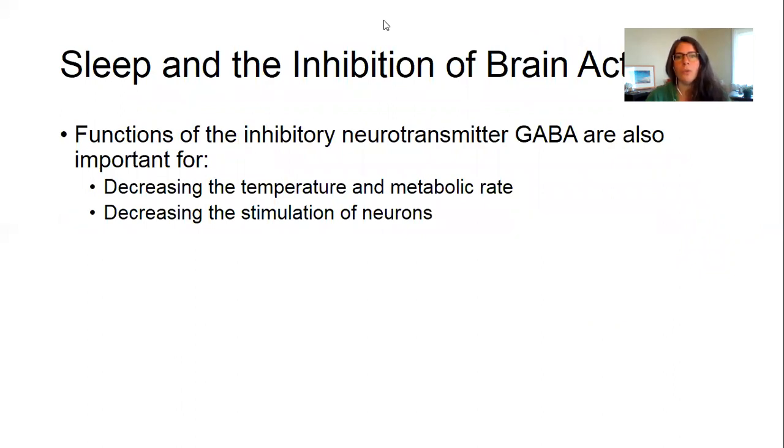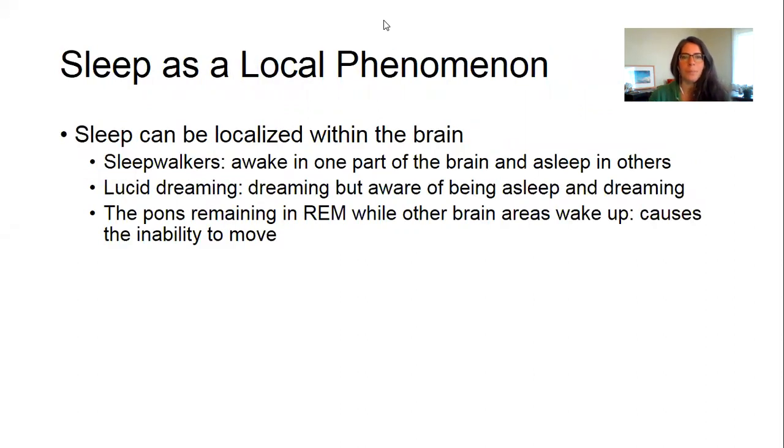Okay, so sleep and inhibition of brain activity. Of course, GABA, the primary inhibitory neurotransmitter, plays a role here. It functions to decrease the temperature and one's metabolic rate, as well as decreasing the stimulation of neurons. Now, sleep can be localized within the brain. Sleepwalkers are awake in one part of the brain and asleep in others. Lucid dreaming is when one is dreaming but aware of being asleep and dreaming. And the pons remaining in REM while other brain areas wake up causes the inability to move.